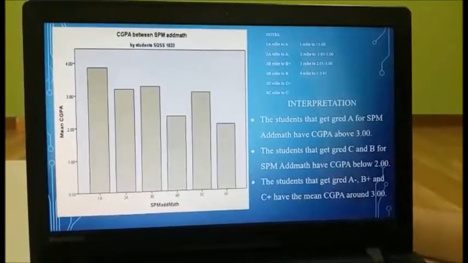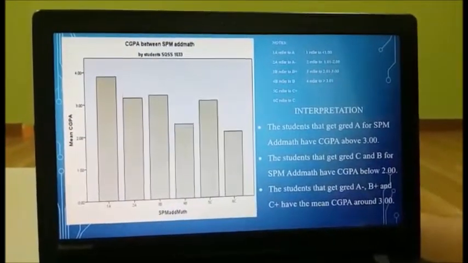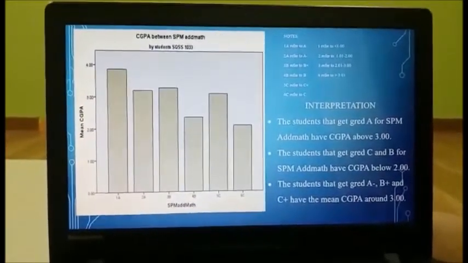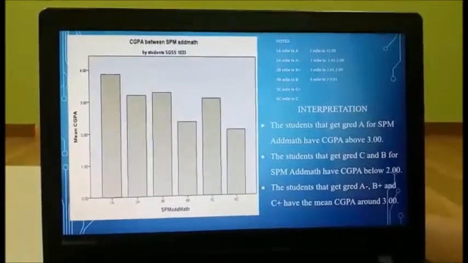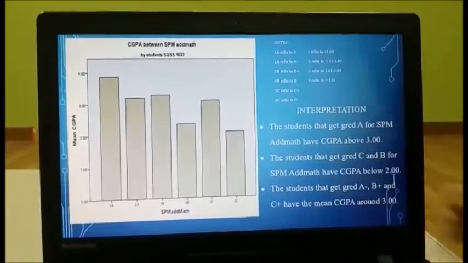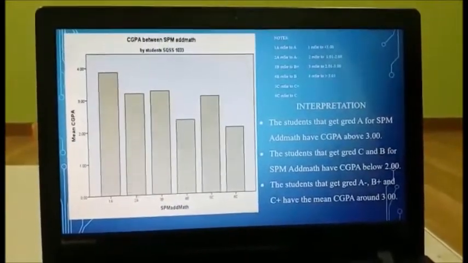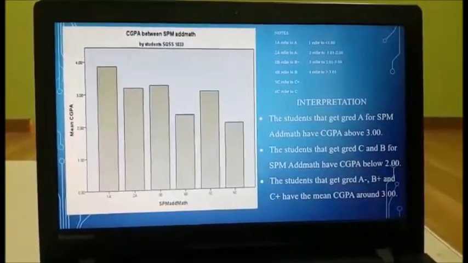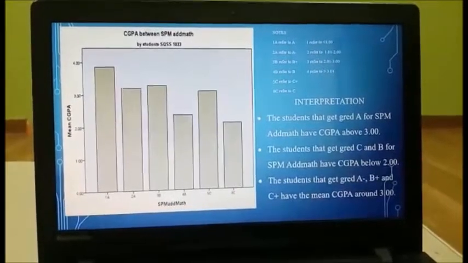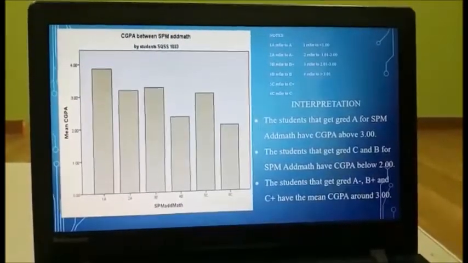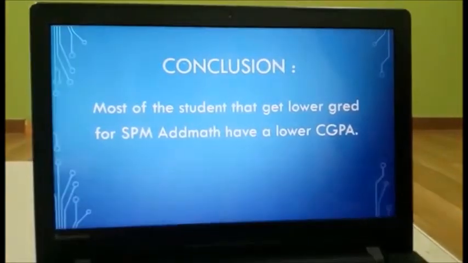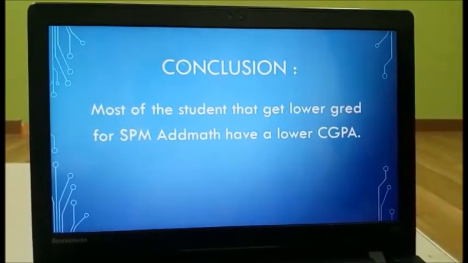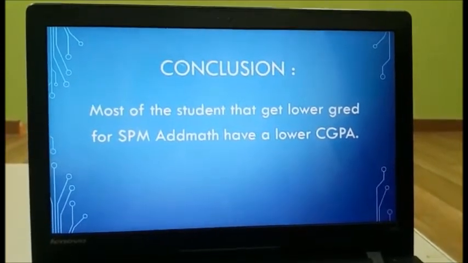The students that get grade C and B for SPM add math have CGPA below 2.00. The students that get grade A minus, B plus and C plus have a mean CGPA around 3.00. Conclusion: most of the students that get lower grades for SPM add math have a lower CGPA.